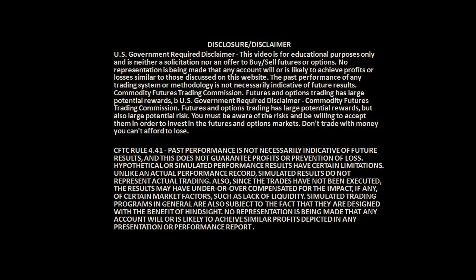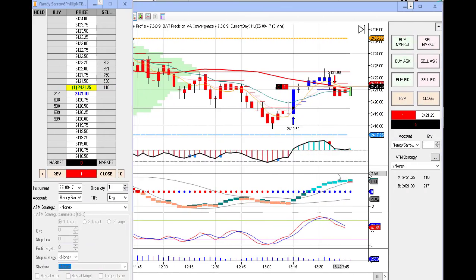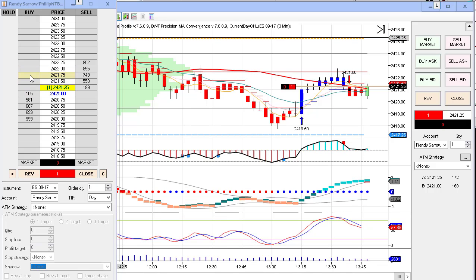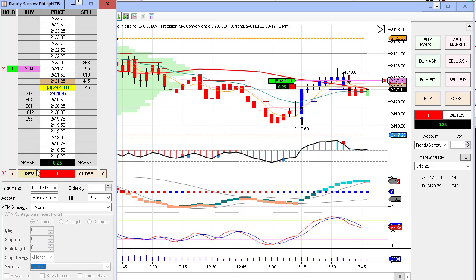Hello everybody, it's June 12th on this video and we have another live trade, real money live trade. This is a pretty good trade. I think it went for 8 ticks and this is again trading using the BWT precision indicators.